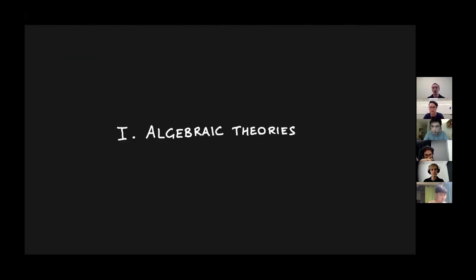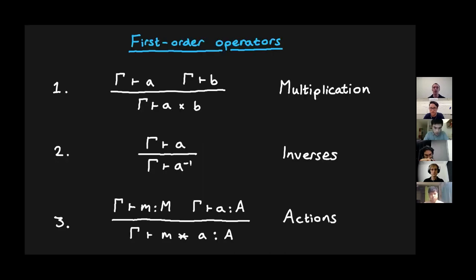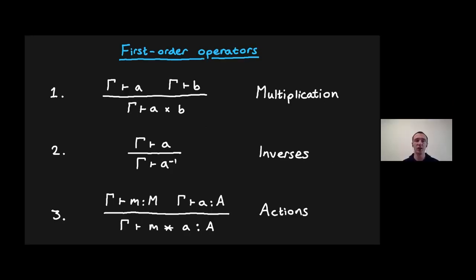So to start off with, what is an algebraic theory? Well, an algebraic theory is a categorical way to capture universal algebraic structure. In a universal algebra, we have a set of operations, which are things that take some number of inputs and return some output. Some common examples are multiplication operations and inverses, like in groups. And we can also consider multi-sorted operations, like actions in a monoid or group action.